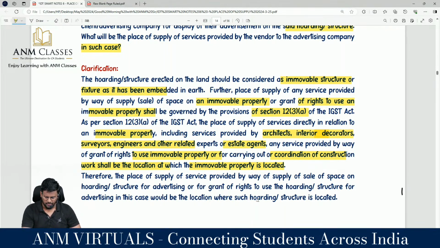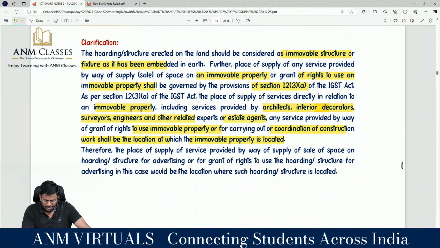Therefore, the place of supply of service provided by a sale of space on hoarding or structure for advertisement, or grant of right to use the hoarding or structure for advertising, in this case would be the location where such hoarding or structure is located. This is there in the statutory update which has been released by ICA. The same can be coined as a question: what is the place of supply of the hoardings?